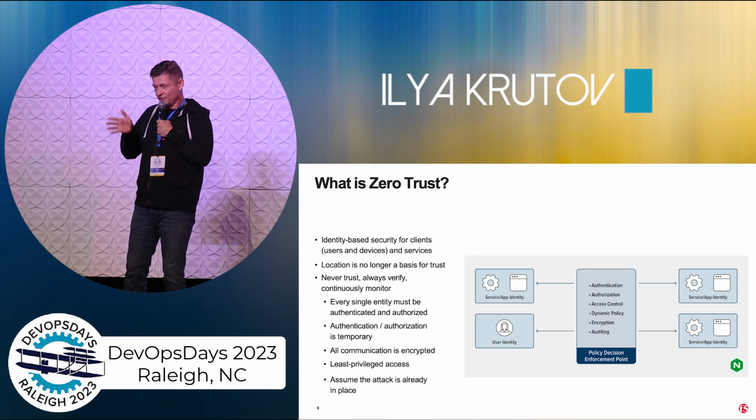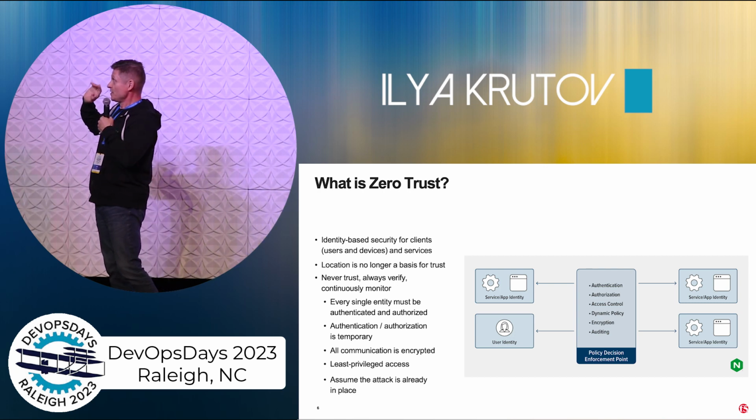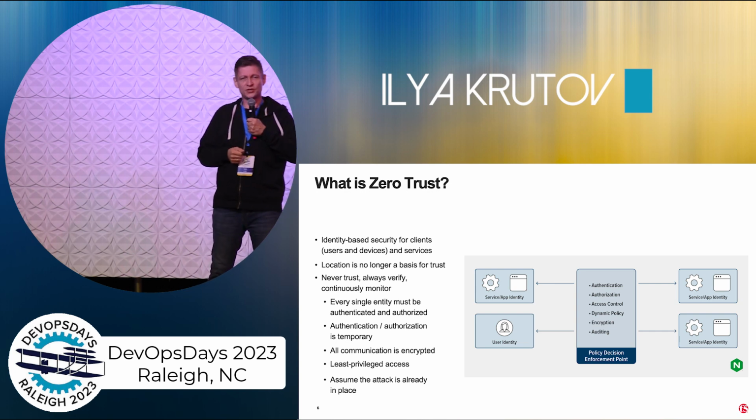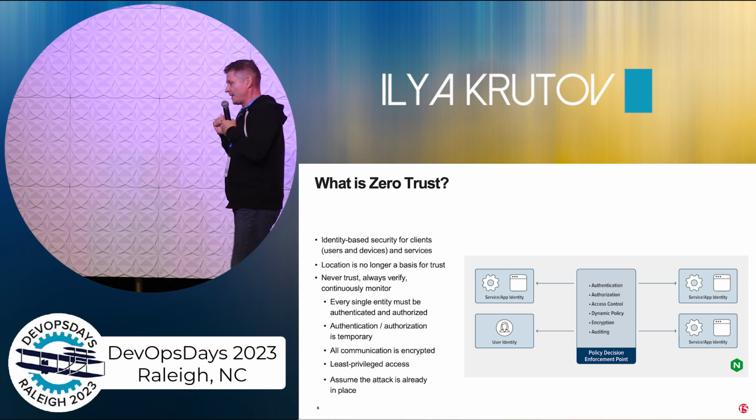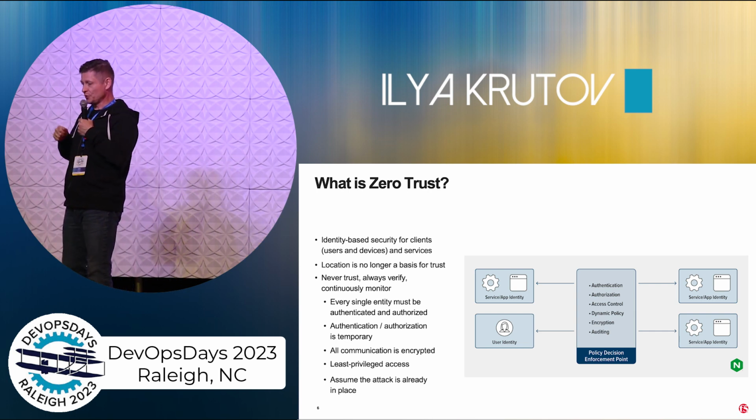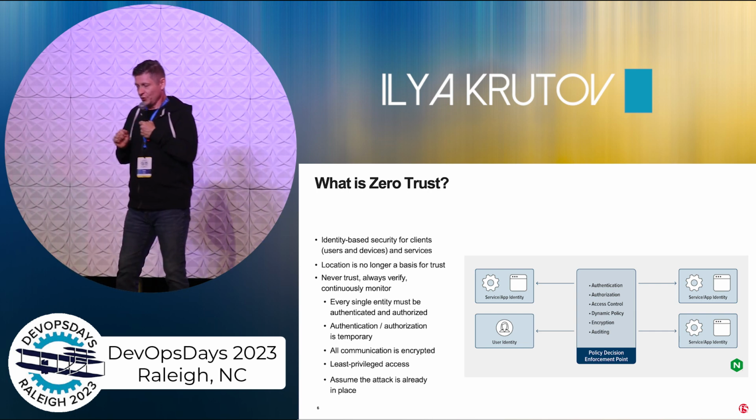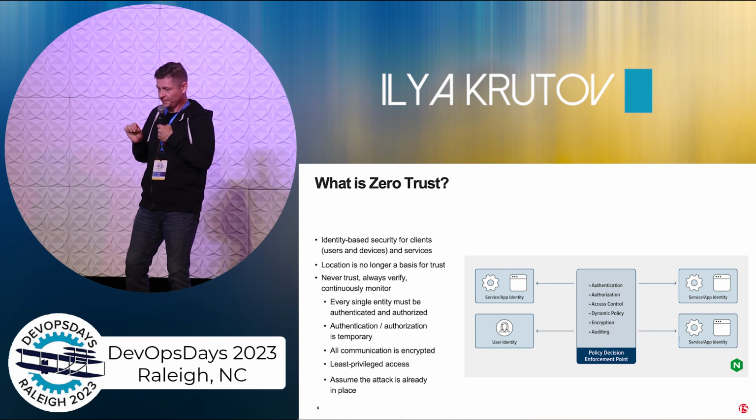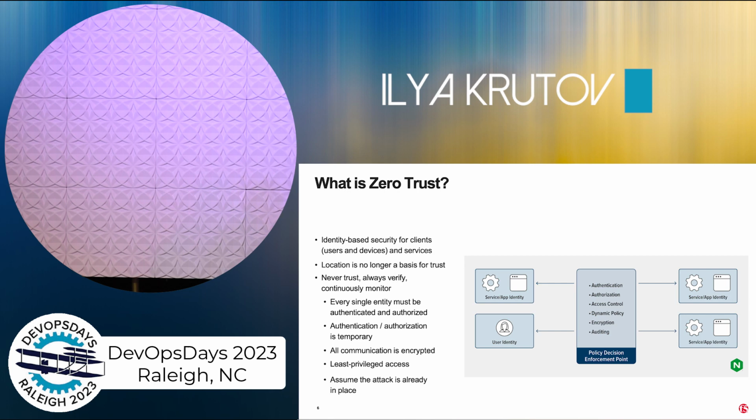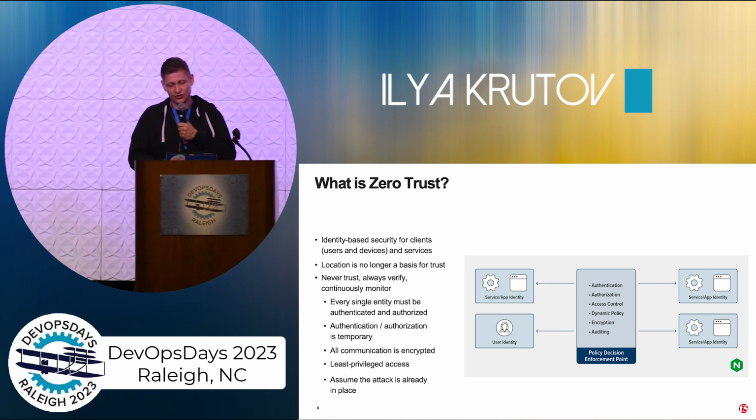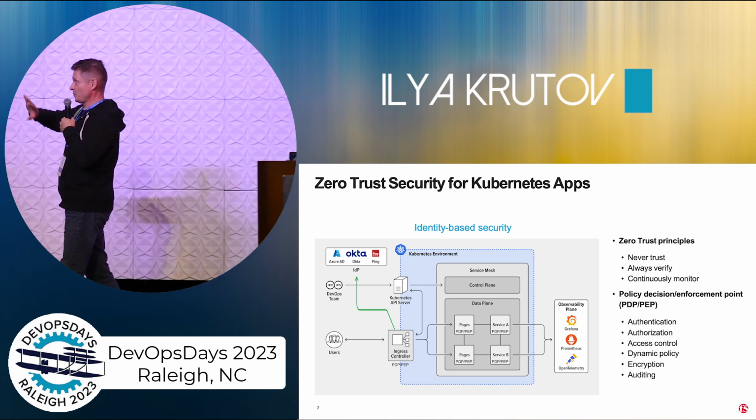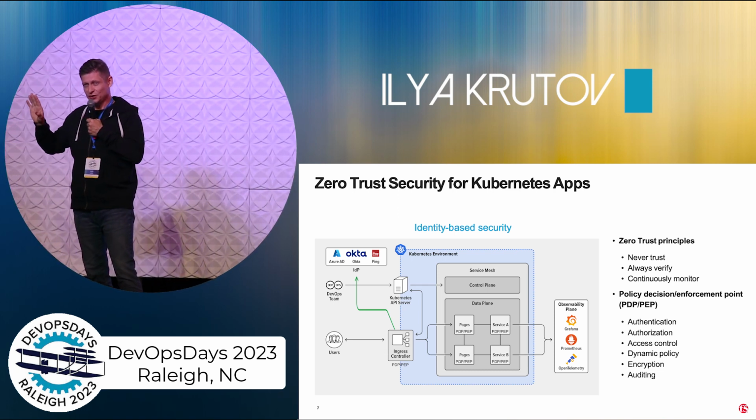These policy decision and enforcement points are responsible for authentication, authorization, access control, encryption, security policy, and auditing, monitoring, logging, all these things. So with that, let's see how this architecture applies to Kubernetes. We know we have Kubernetes clusters, we have services running in Kubernetes.